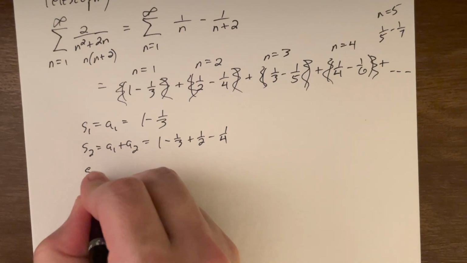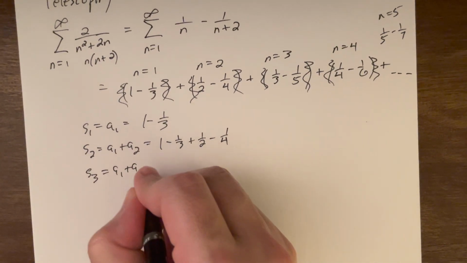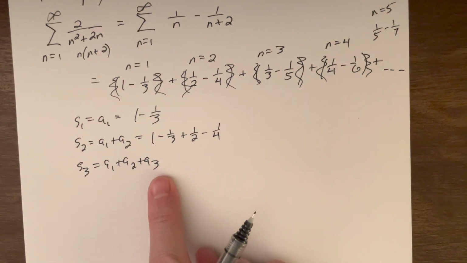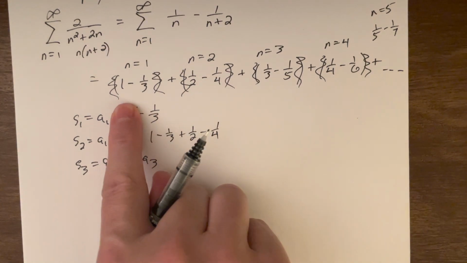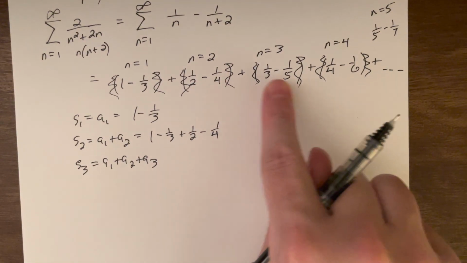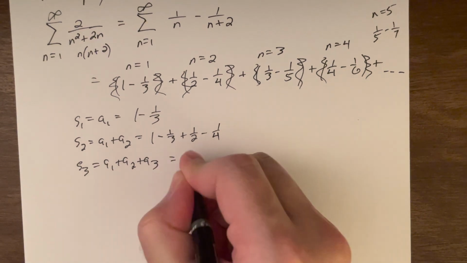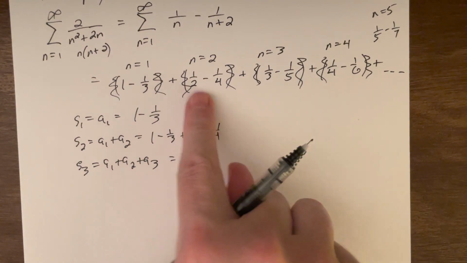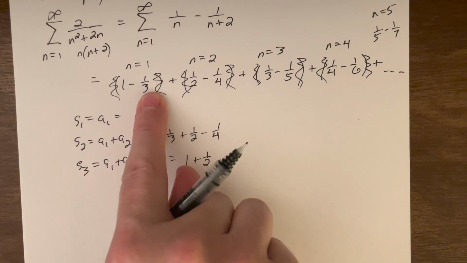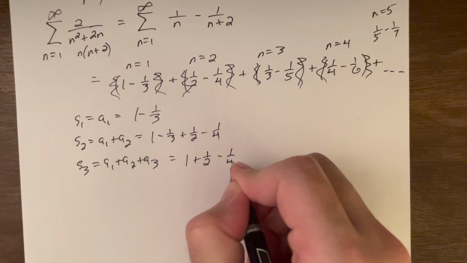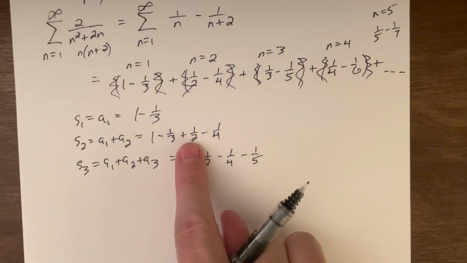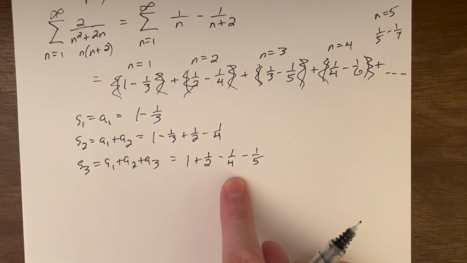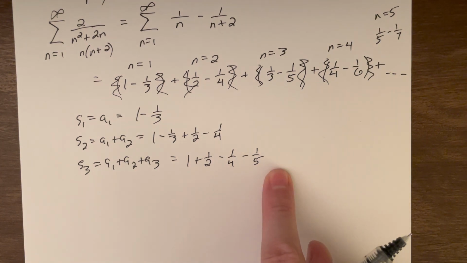Now, S3, A1 plus A2 plus A3, now we start to see canceling. This plus this plus this, now the 1/3s actually cancel, so I still have the 1 plus the 1/2. This is gone. The minus 1/4 is here, and the minus 1/5 is here. So here's S2, here's S3. Well, 4 pieces here, 4 pieces here, but still nothing too crazy going on.